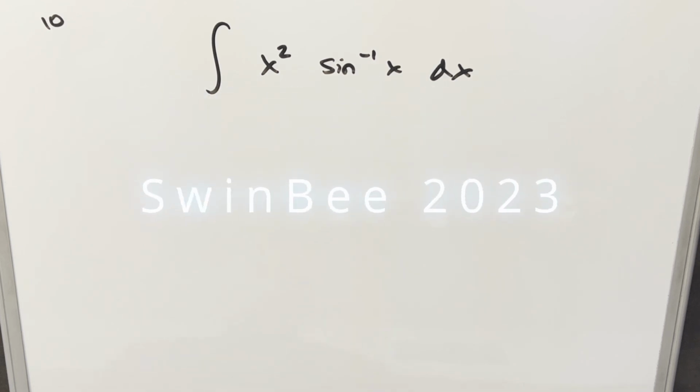Okay, let's take another integral. This one's from the Swinburne 2023 problem 10. We have the integral of x squared arcsine of x dx.